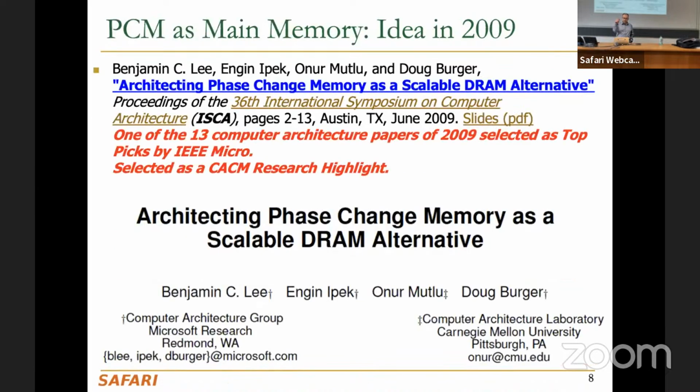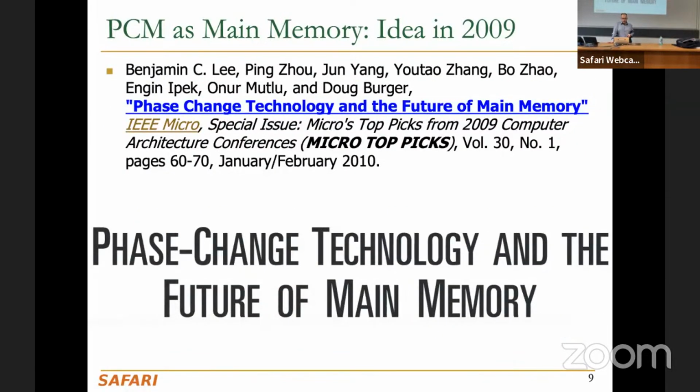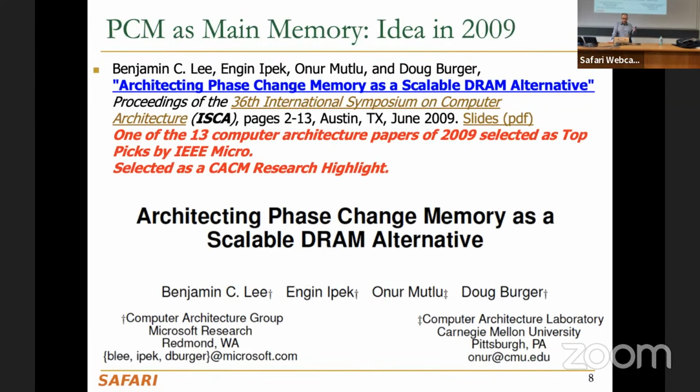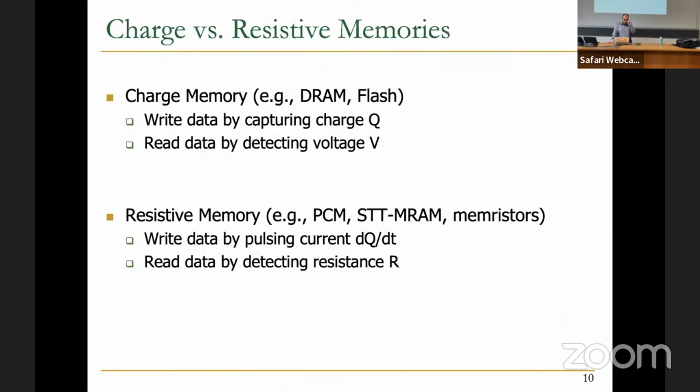This paper is going to be one of the main papers that we're going to discuss today, on how we can architect phase change memory as a scalable DRAM alternative. Here we are quite aggressive: we want to just replace DRAM completely with PCM and see how it works. And if it's not good, how can we fix the shortcomings, or eliminate them, to make it happen? If you want to learn more, you can also check this, but we will also discuss this paper today.